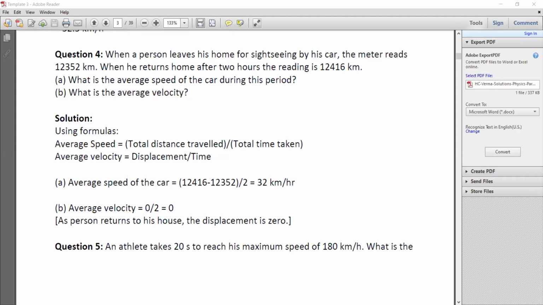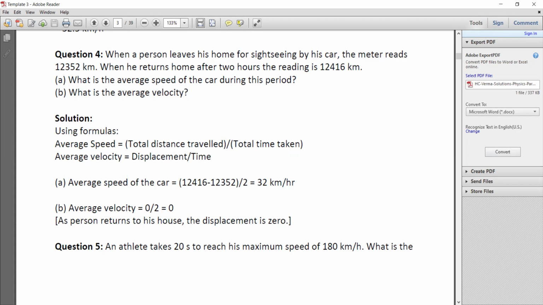Question 4. When a person leaves his home for sightseeing by his car, the meter reads 12,352 kilometers. When he returns home after 2 hours, the reading is 12,416 kilometers. A. What is the average speed of the car during this period? B. What is the average velocity?